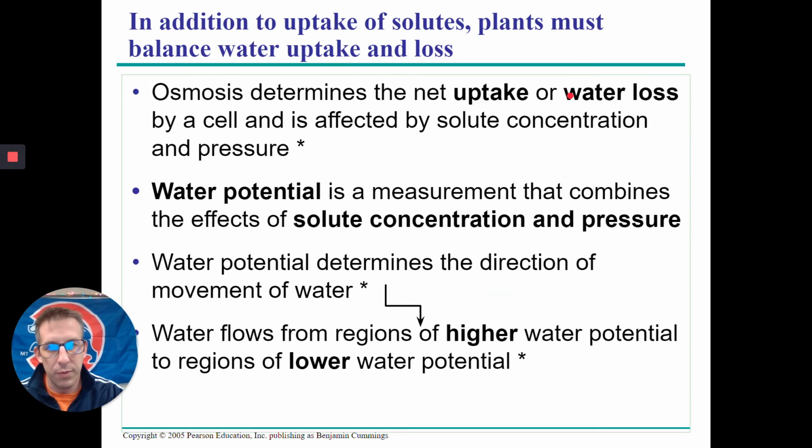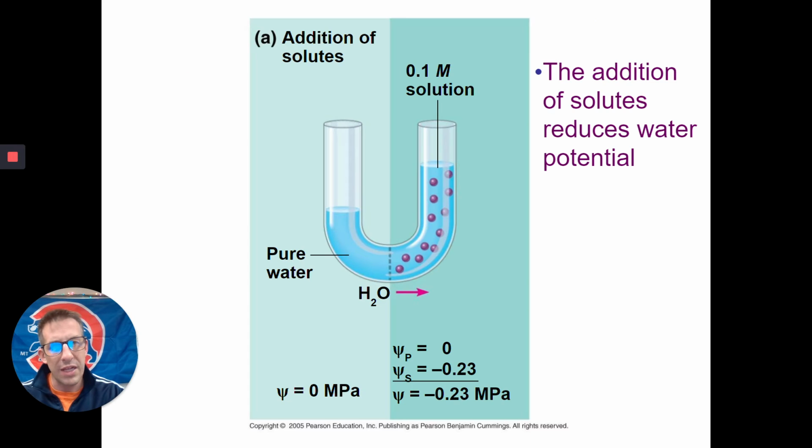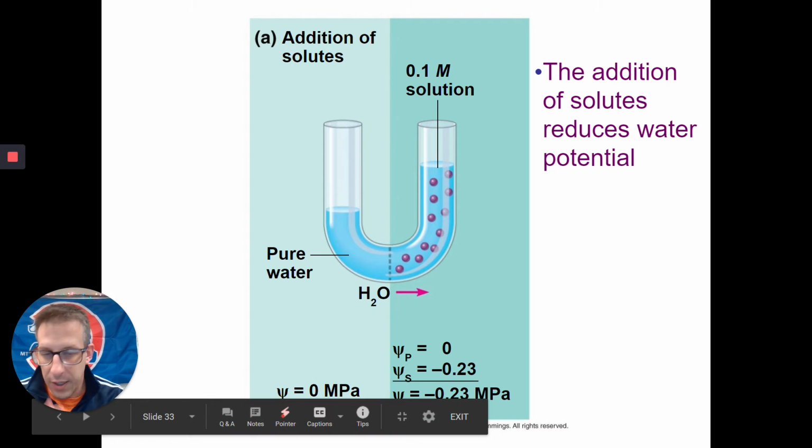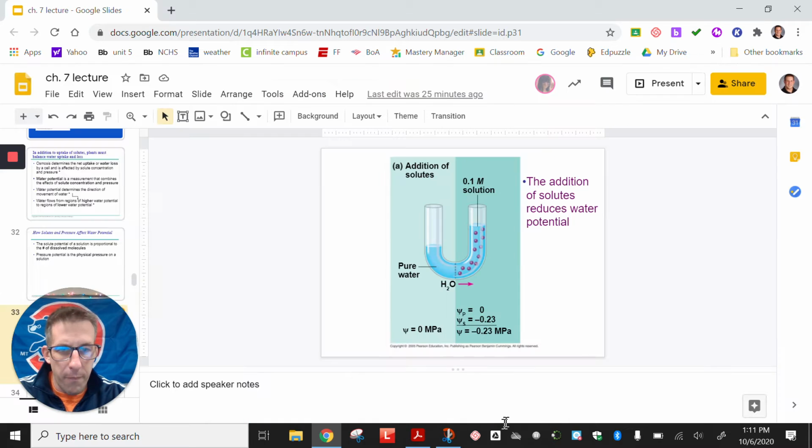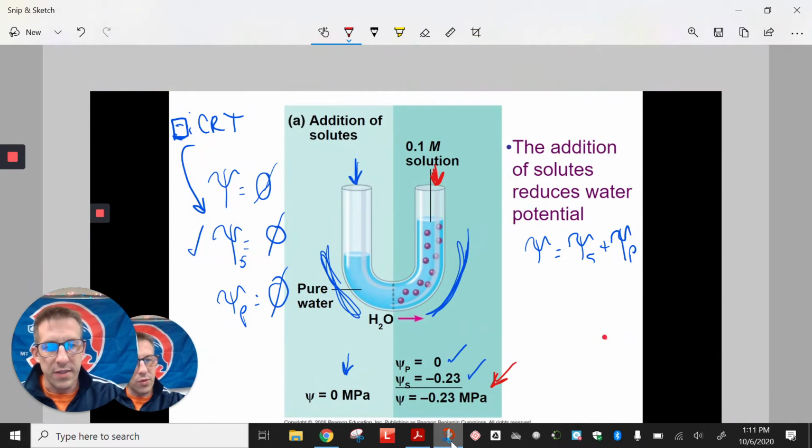Now if I go back a couple, we've got a statement here that tells us how water will flow. Water flows from regions of higher water potential to regions of lower water potential. So let's apply that statement. Let's go back to this guy. We've got a water potential here that is 0. We've got a water potential here that is negative 0.23. Let's compare them. Which one's higher?